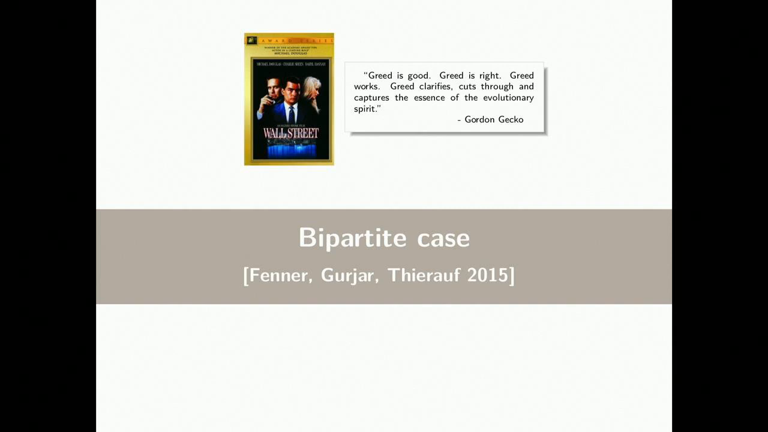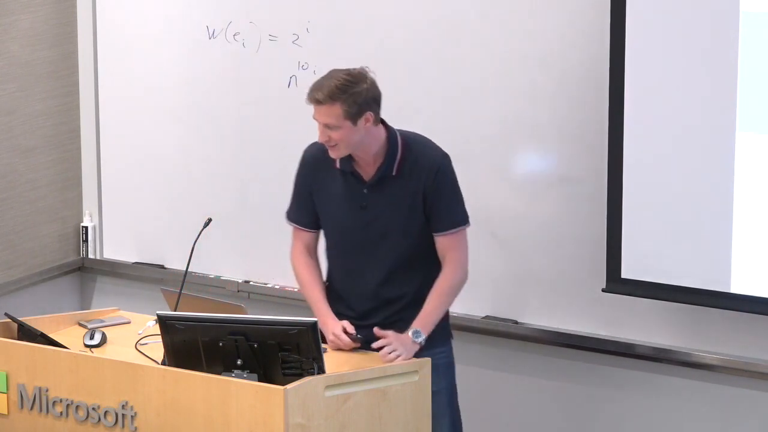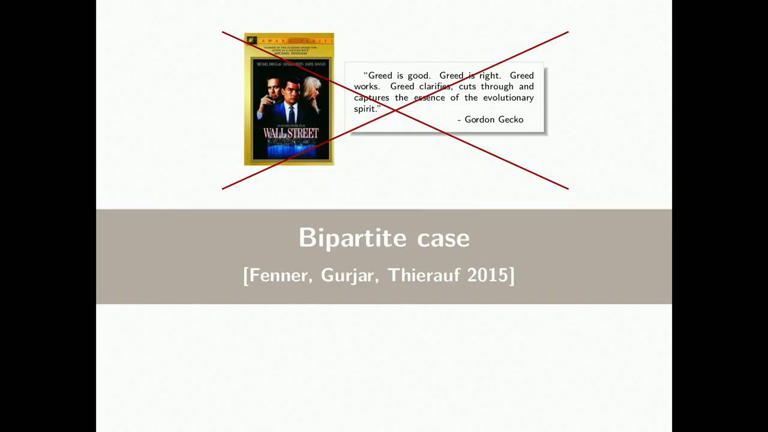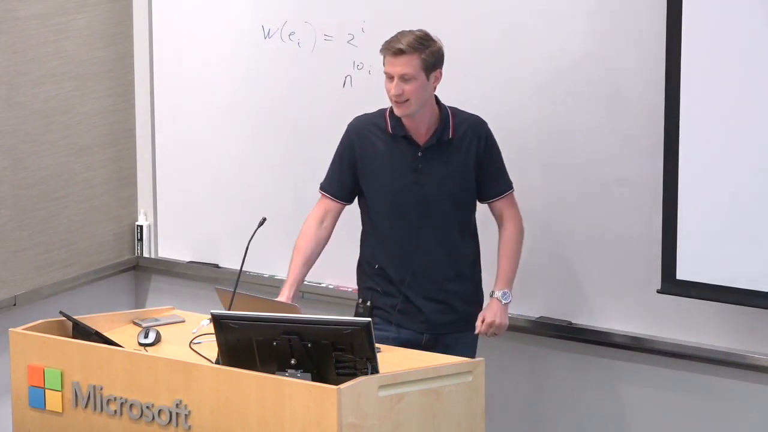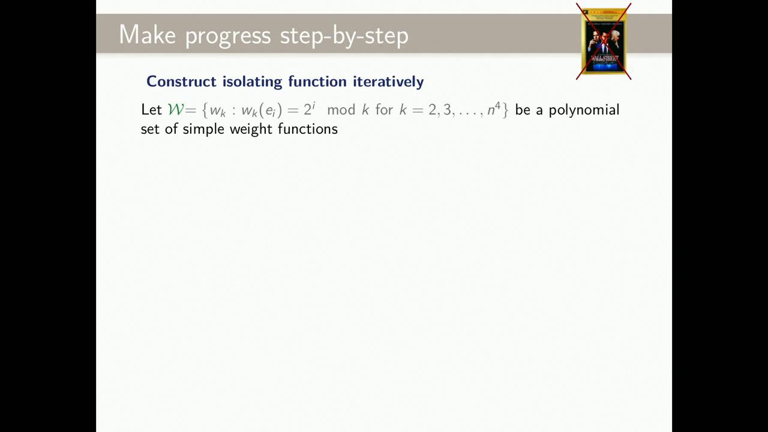All right. How do we prove this? One of the main ideas of Fenner, Gurjar and Thierauf, maybe you can guess what it is. You know this movie, that greed is good, greed is right, and so on. Actually, it's misleading. Their idea is that you should not be greedy. So they kind of watch the end of the movie or something. Remember, our goal was to find an isolating weight function. So instead of finding an isolating weight function at once, let's do it step by step.